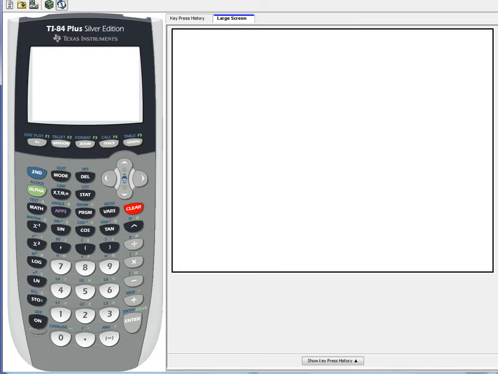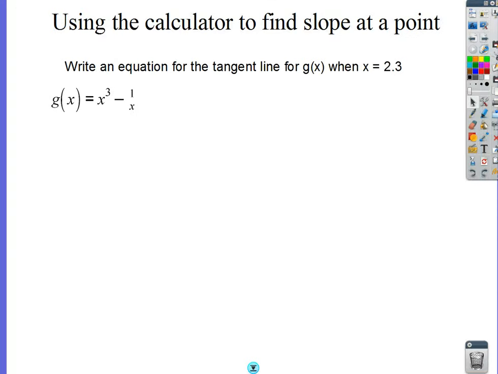And so what do I want? I want to find first, because it's asking for an equation. So what do I need? I need a slope and a point. I need a slope, I need a point. They give me part of the point. That's 2.3. They don't give me the slope, but that's what I need to find. So let's find the slope.